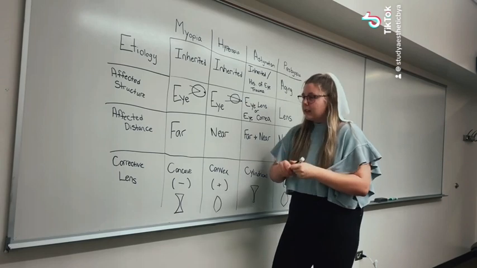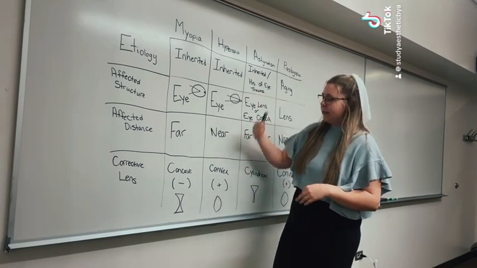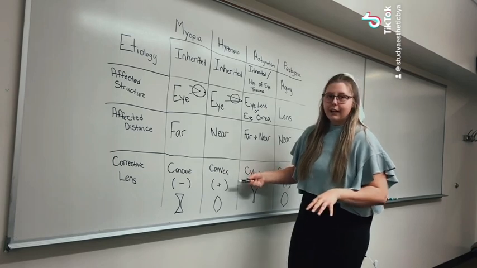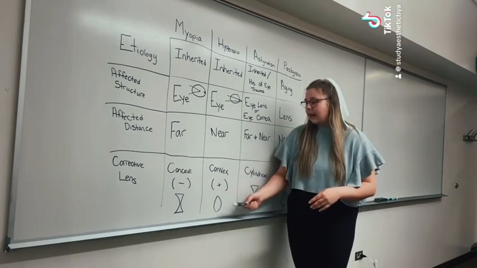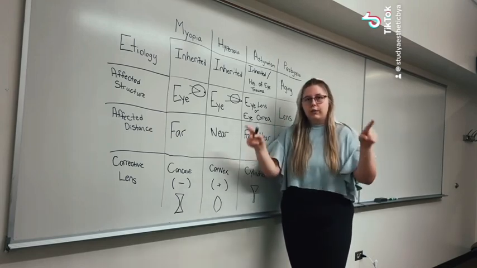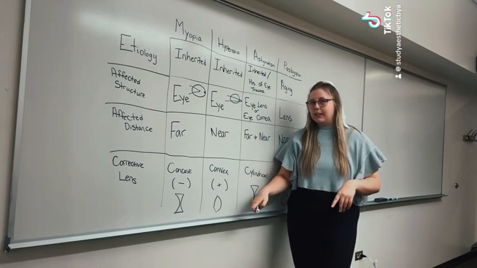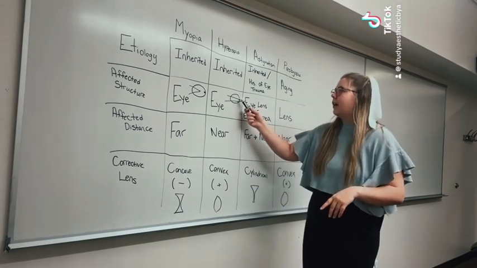This means that the affected distance is going to be near, and people with hyperopia are going to need a convex or plus lens. The plus lens kind of looks like a football or a wide oval that comes to a point at both ends. This allows the light to be refracted so it's hitting right on the retina.